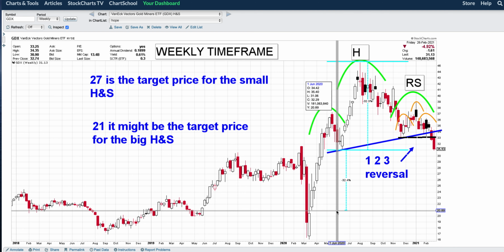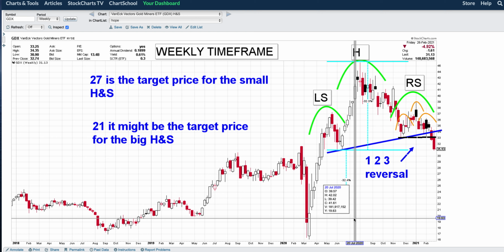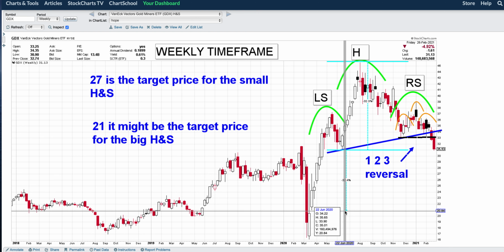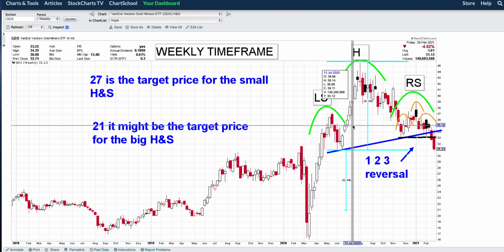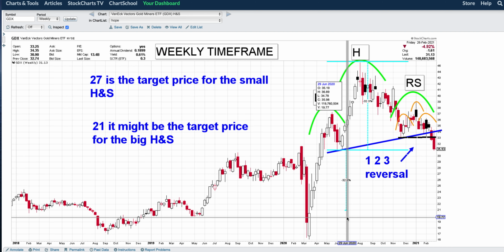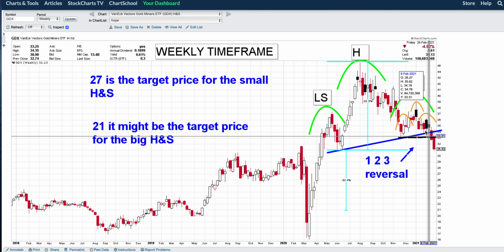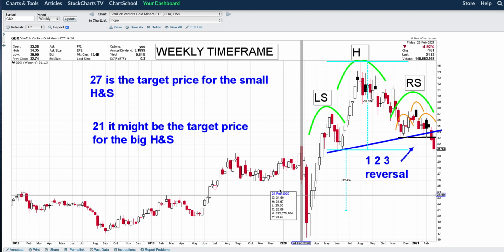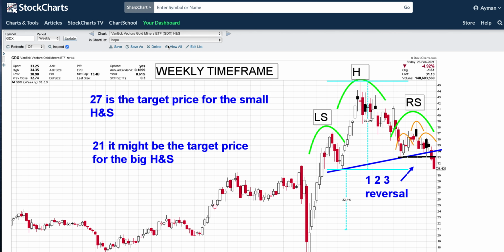How fast will it get there? Maybe it will take months to get that low. Maybe I'm wrong, maybe it's very fast, but I think it might take 6-7 months. I really don't know the future, but these patterns will take longer times. Okay, and the smaller one will be hit earlier.